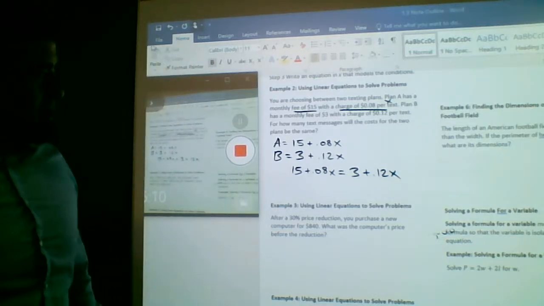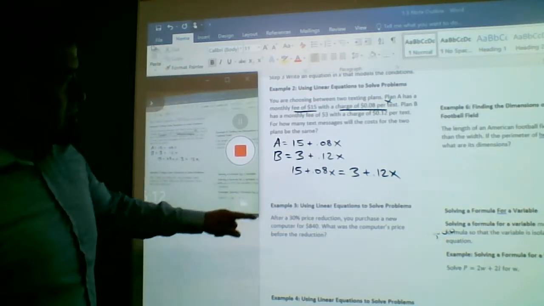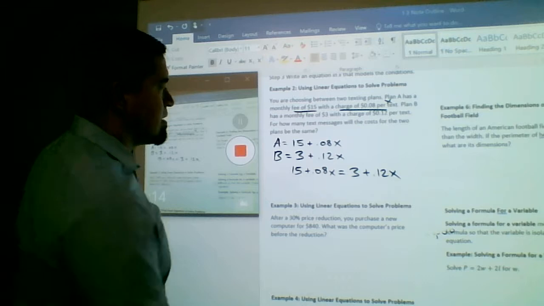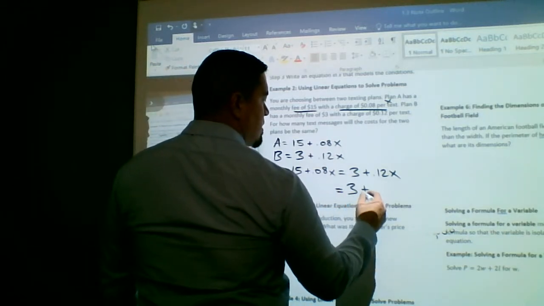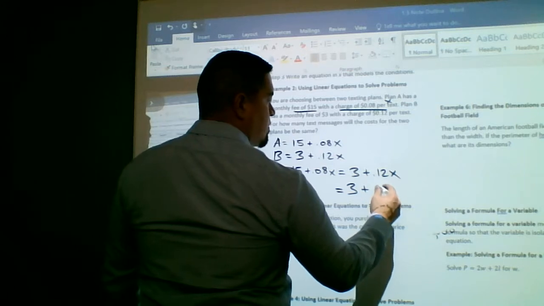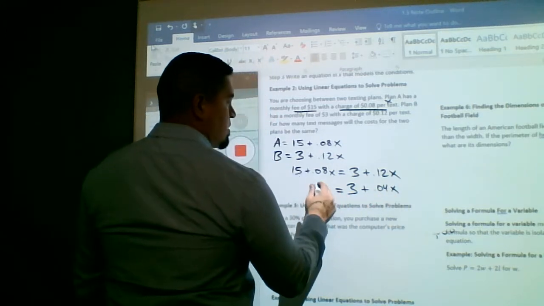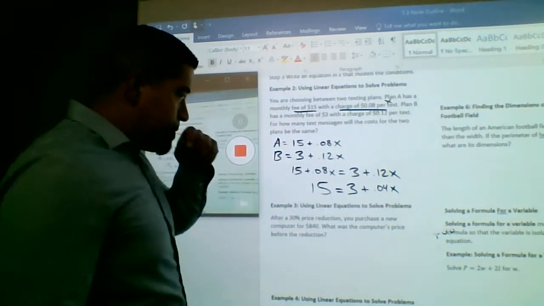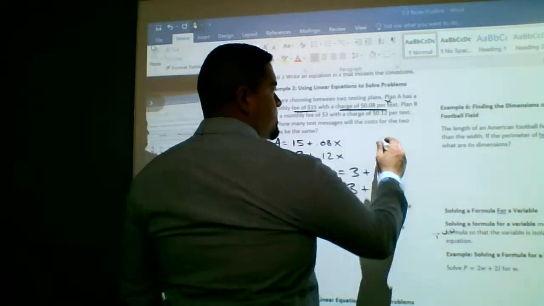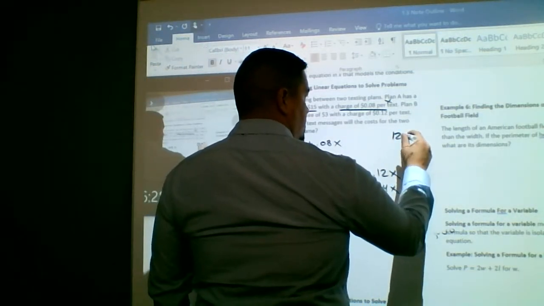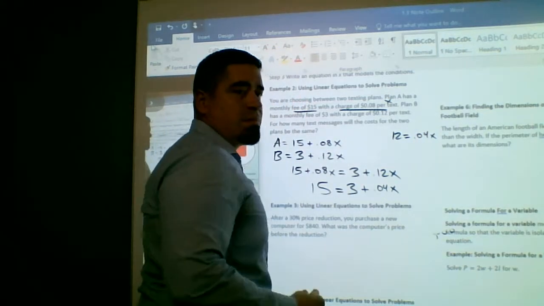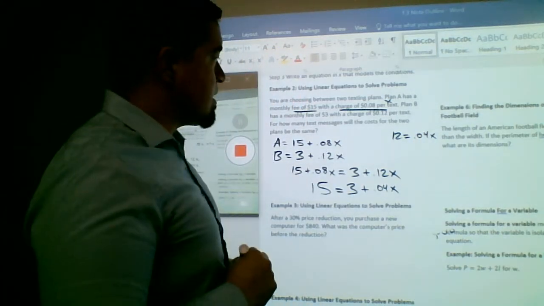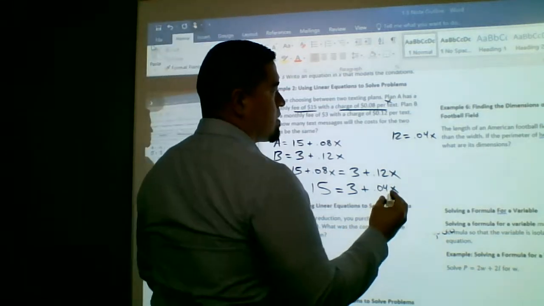Okay, and then I want to solve for x. So I would subtract 0.08x from both sides, because that's the smaller one. So that would end up with 0.04x, and over here it's 15. Subtract 3 on both sides, and we'll work up here. You'll get 12 equals 0.04x. And then you'll divide both sides by 0.04.